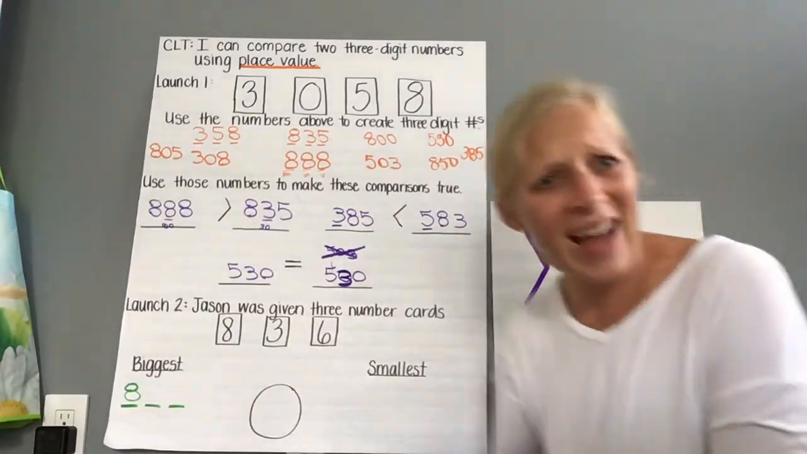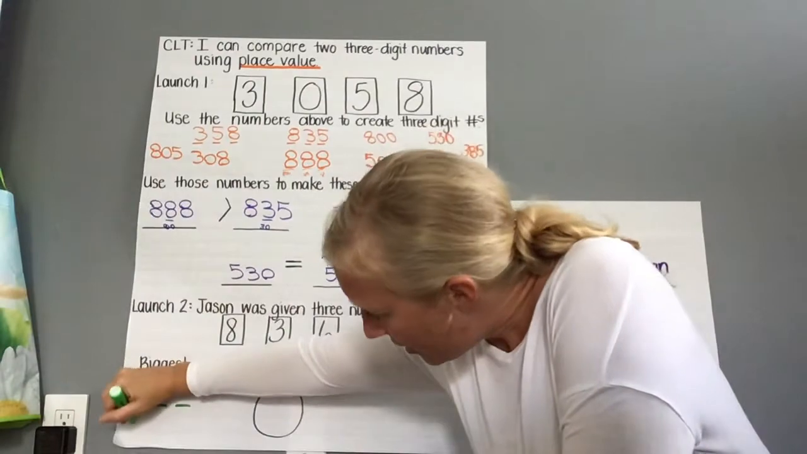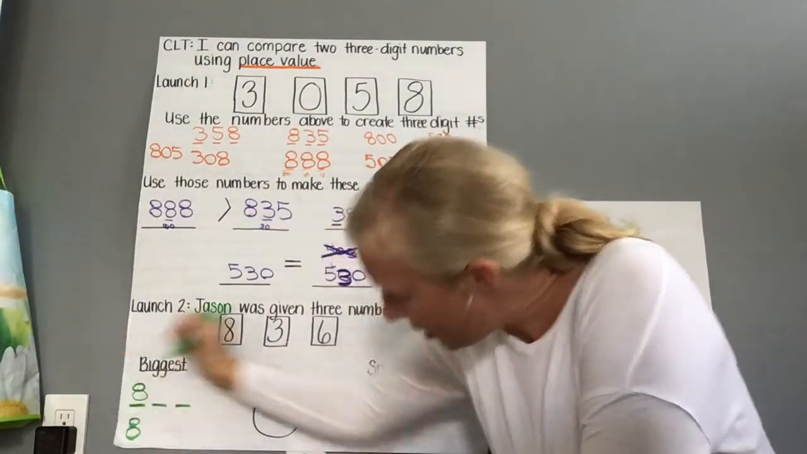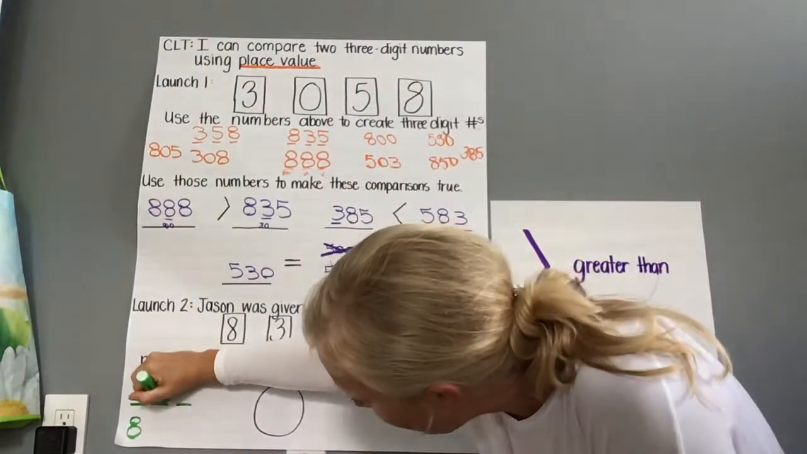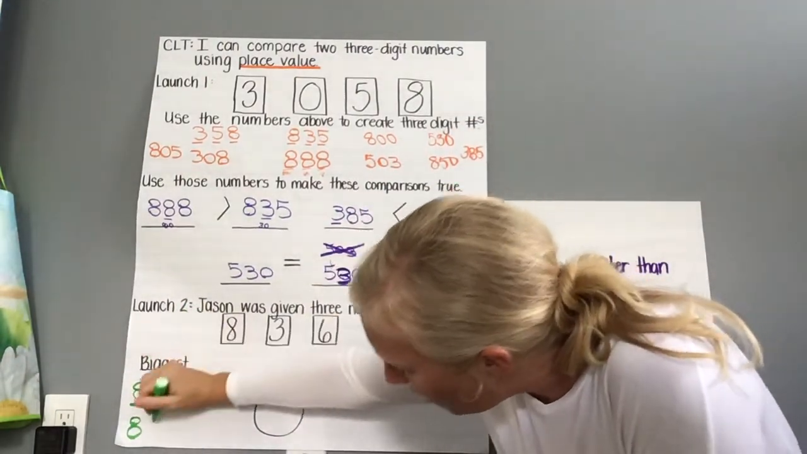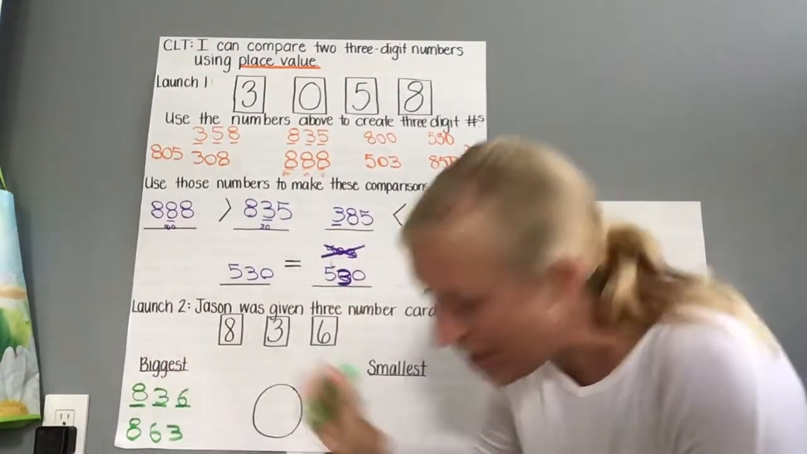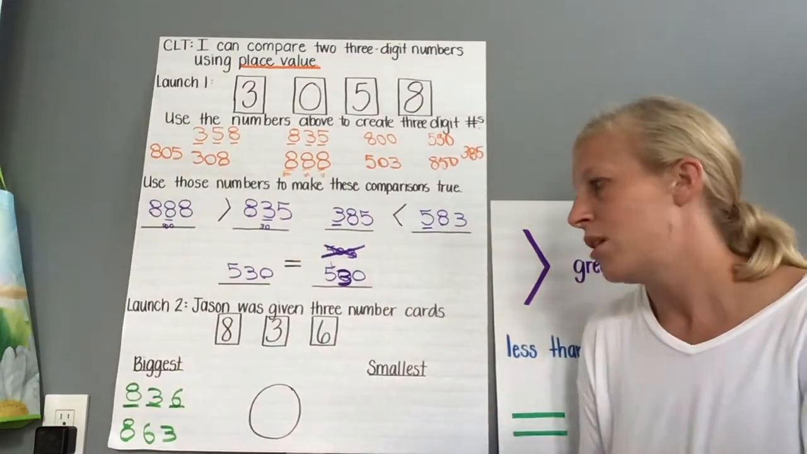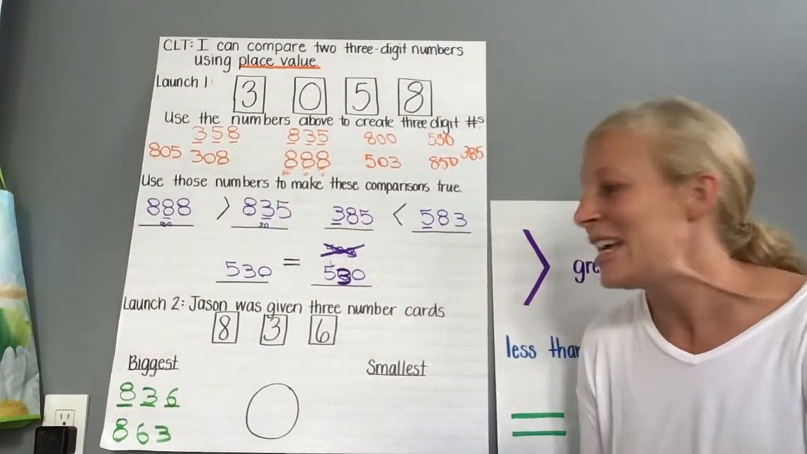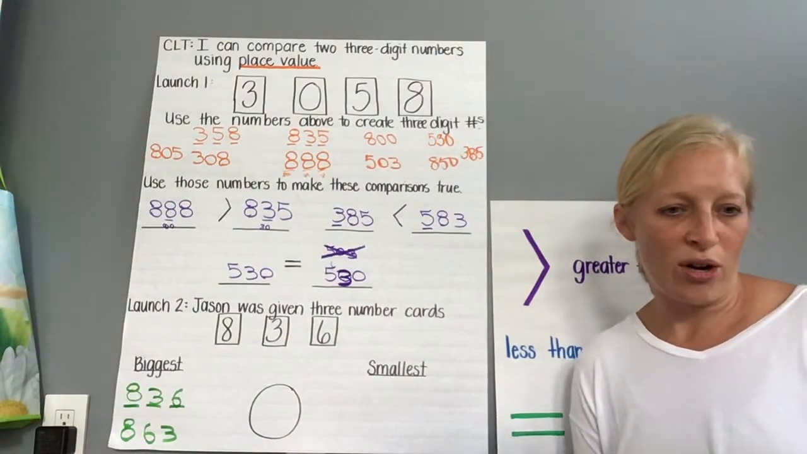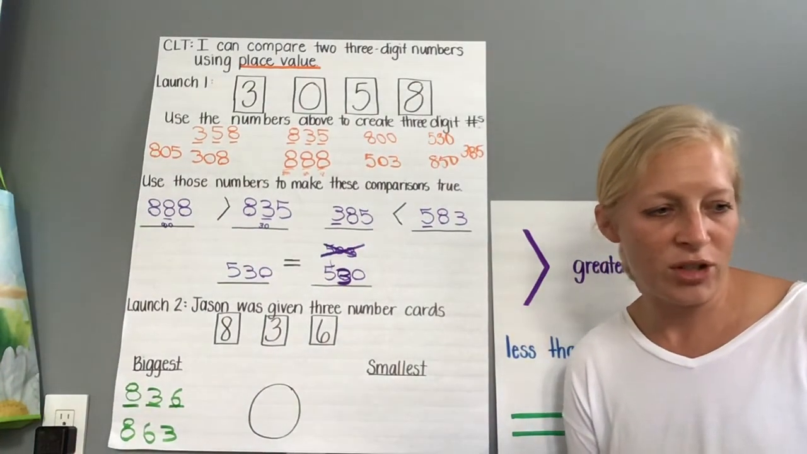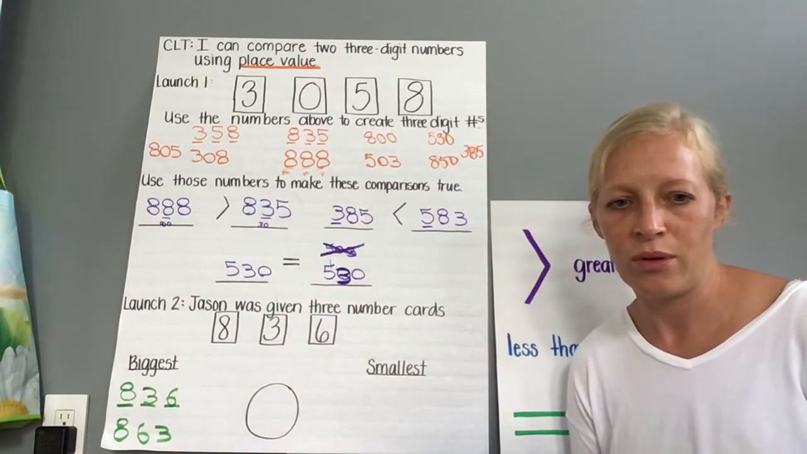Every one of you had that. Yes. So I'm going to write our 2 options down here. Okay? I had one that wrote this number and one that wrote this number. We have 836 and 863. Which one is bigger? Thumb in front of your tummies when you think that you know.